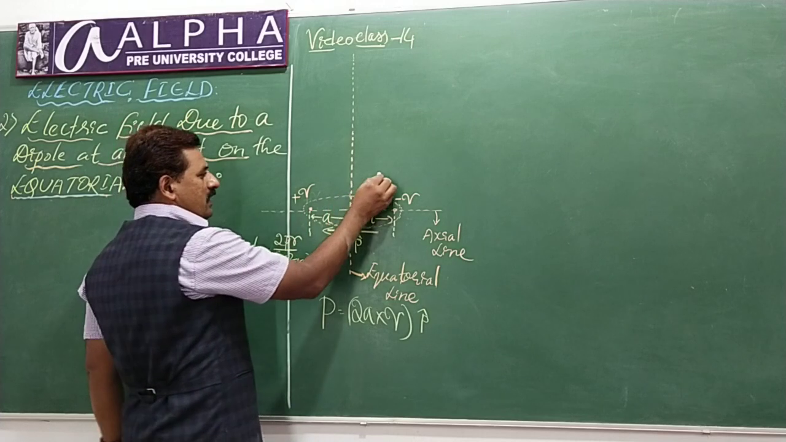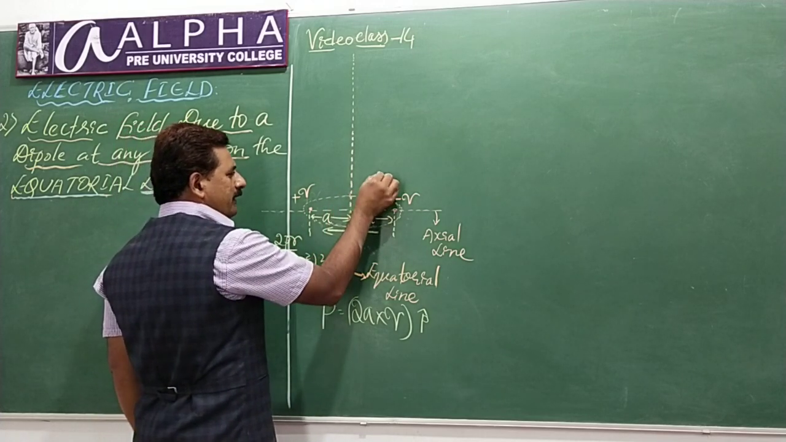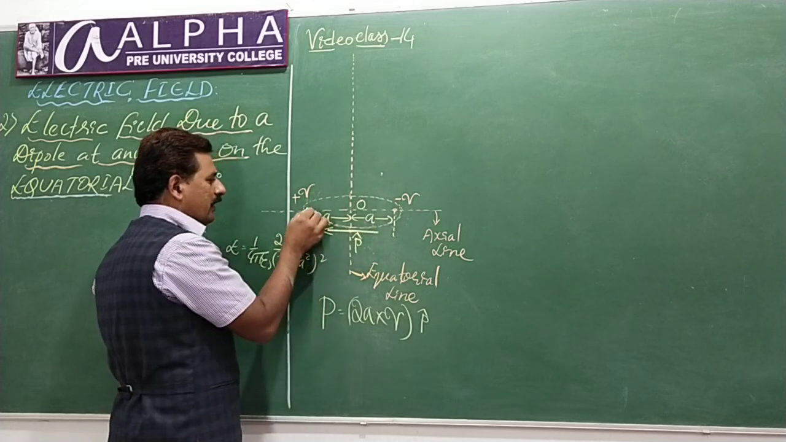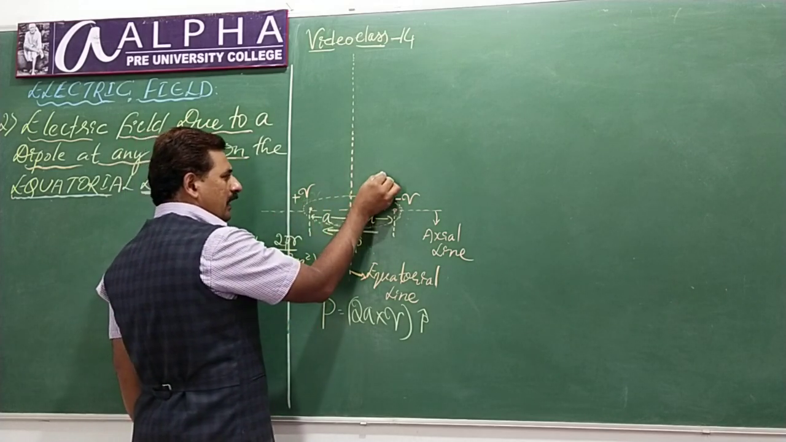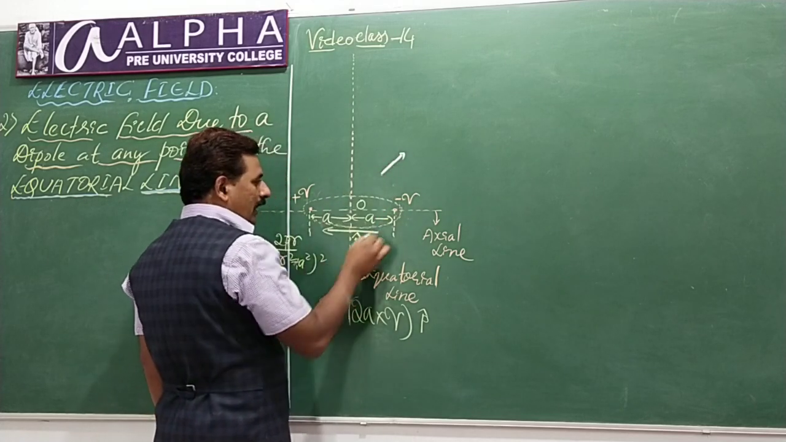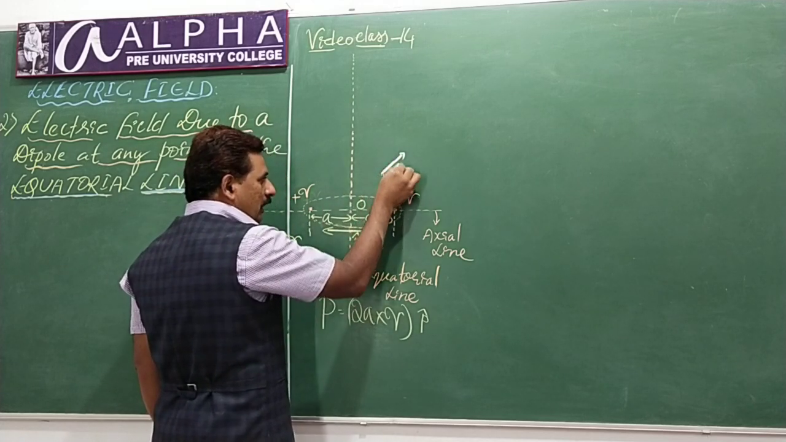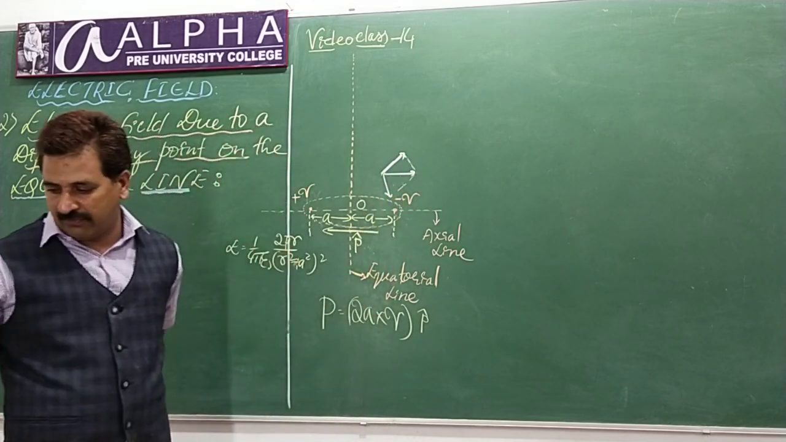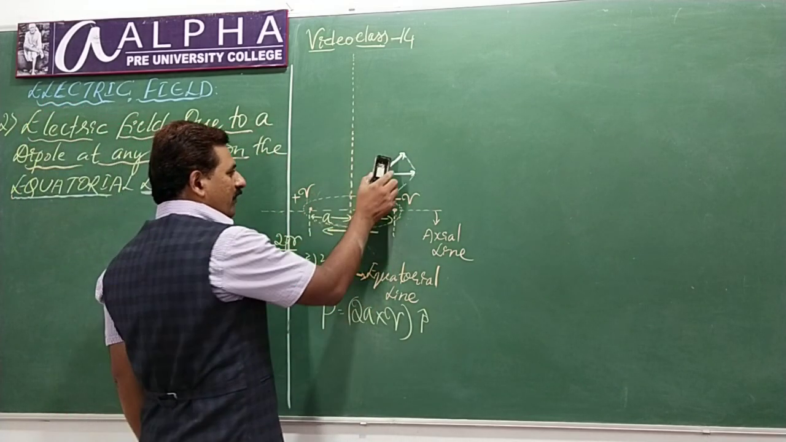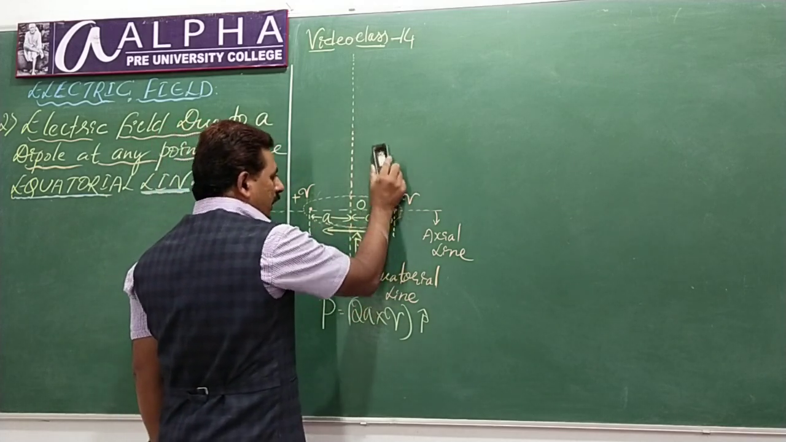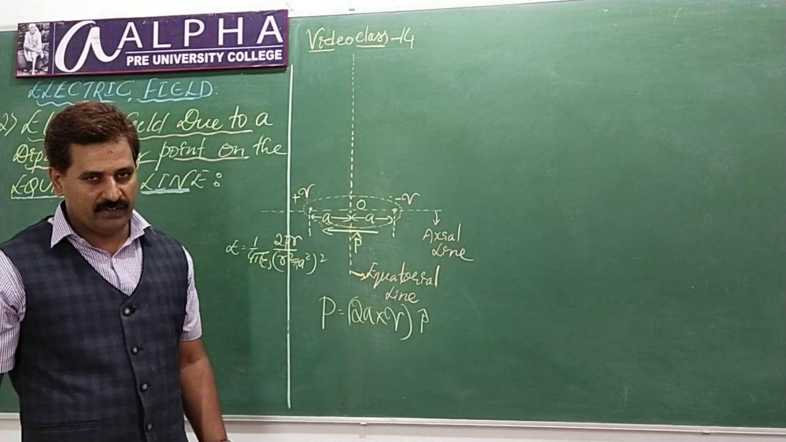If you place a unit positive charge here, it experiences force due to this and this. There will be a net force. How do you show that? For example, this positive charge repels the unit positive charge like this. See, like this. And this attracts it towards itself. There will be a resultant somewhere in this direction. That is the direction of electric field. We can show the same type of construction all around. That's why an electric dipole is a source of electric field.